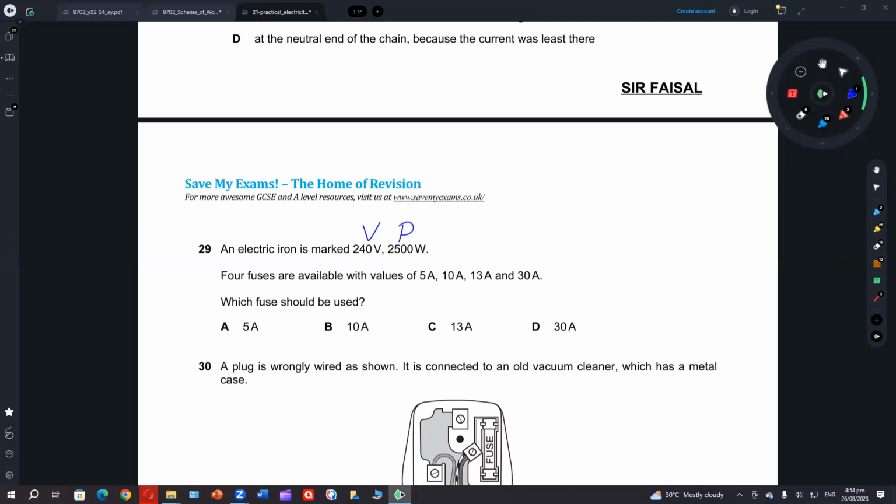We have voltage, we have power. He is asking to select a fuse. So power is equal to VI, and I is equal to P divided by V.